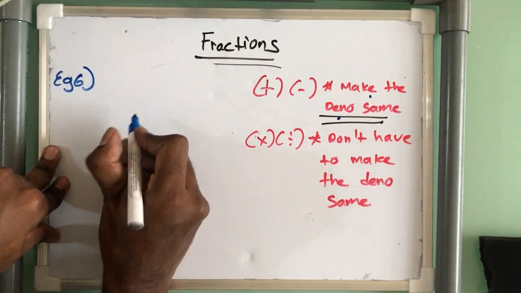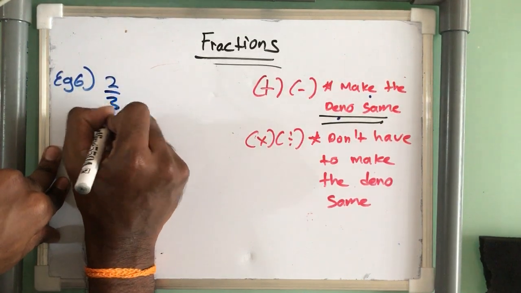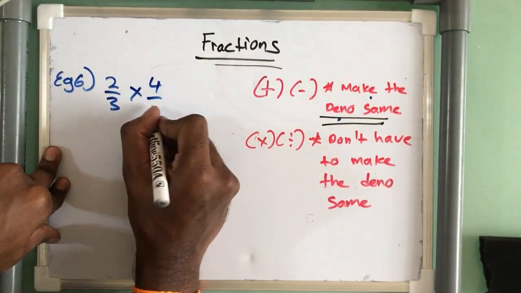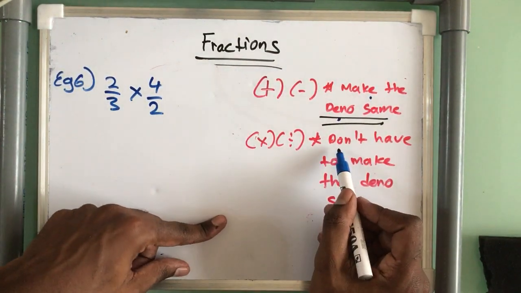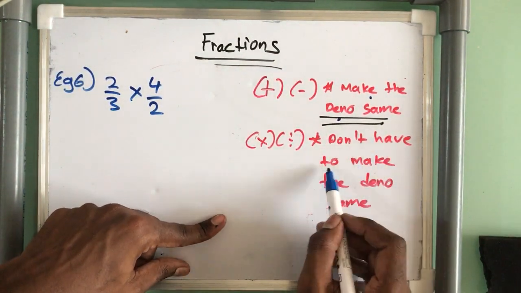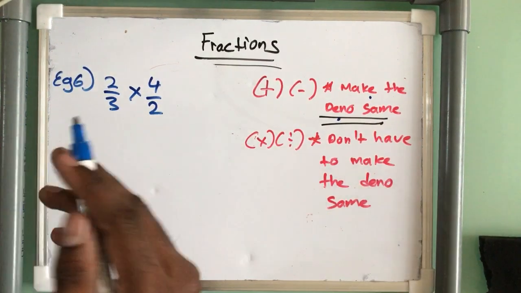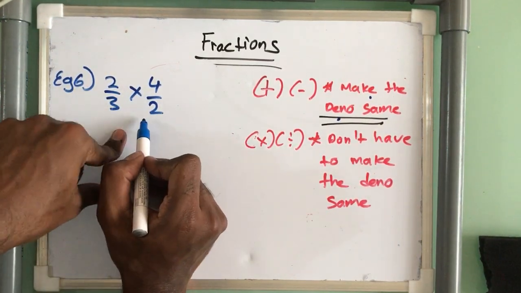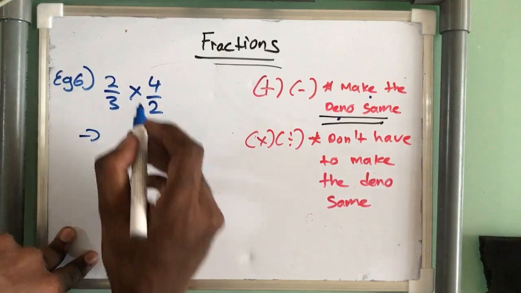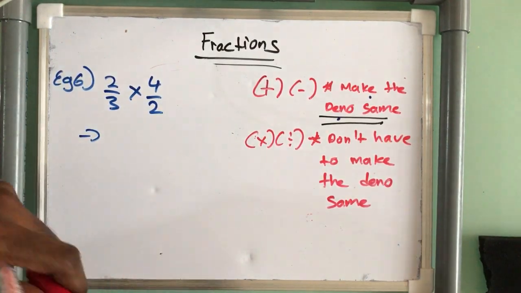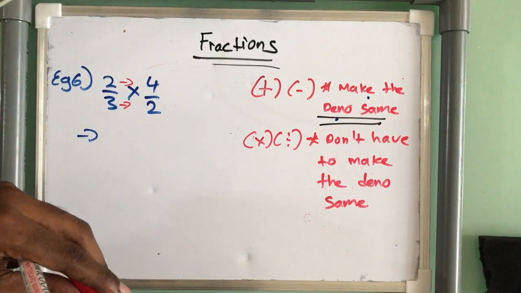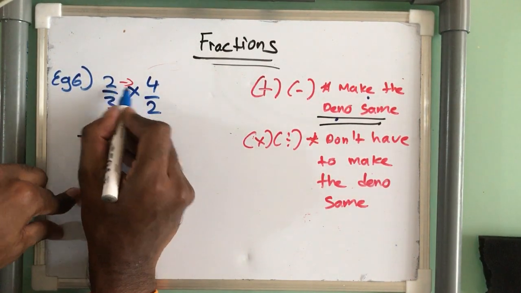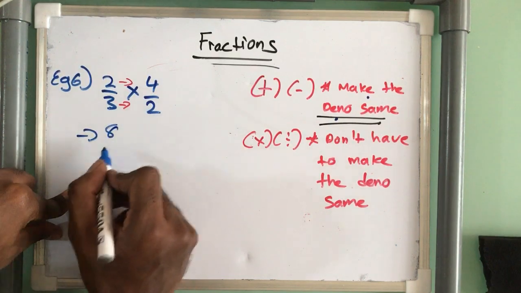Let's say we go to example 6. If I have 2 over 3 times 4 over 2 for an example. If you notice on our note, I already mentioned we don't have to make the denominator the same. Meaning, we don't need to check whether the denominator is the same or not. We can directly solve it. So how do we solve for multiplication? Up times up, down times down. As simple as that. Therefore, 2 times 4 is 8, 3 times 2 is 6.